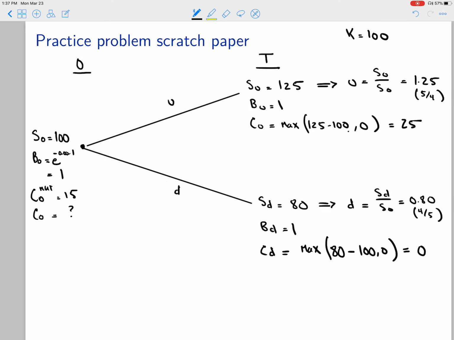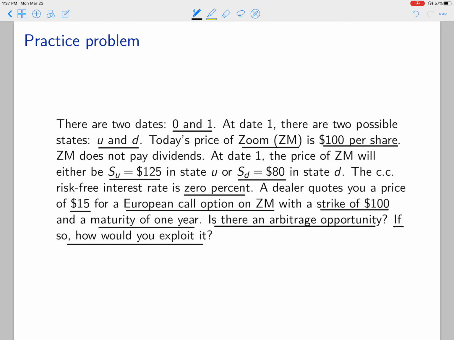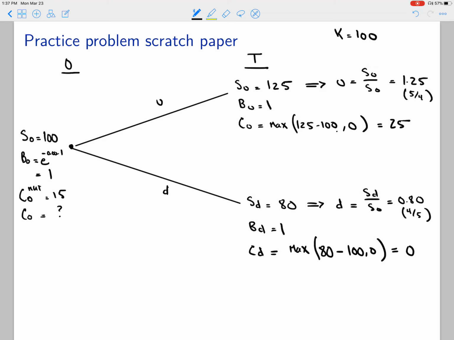To solve this problem, remember what it's asking. Is there an arbitrage opportunity? If so, how would we exploit it? Well, to know whether or not there's an arbitrage opportunity, we need to compare the quoted price, C0 market, to the no arbitrage price. We don't know the no arbitrage price yet. We're going to need to go out and calculate that. Okay, we'll do this on the following slide.